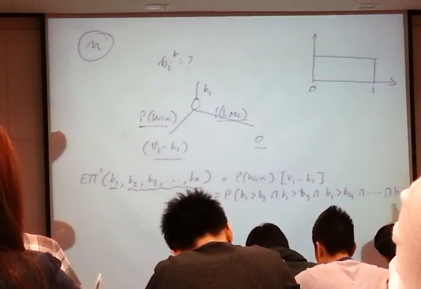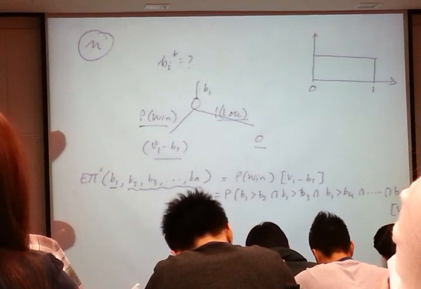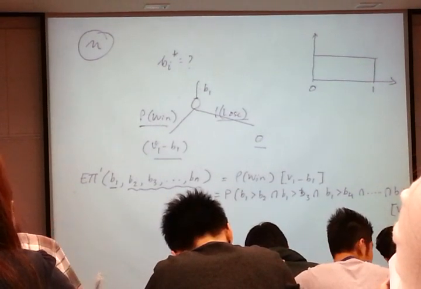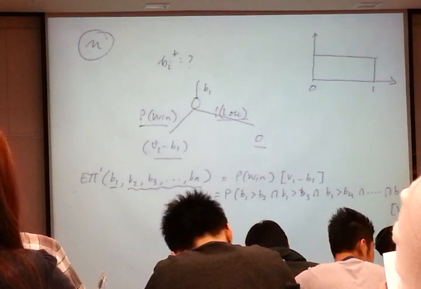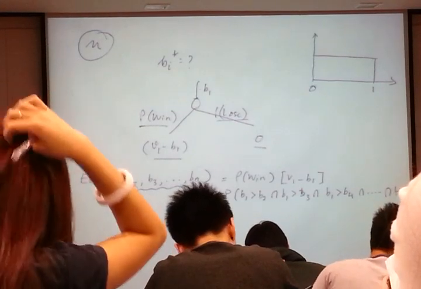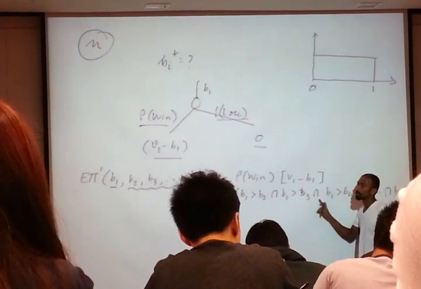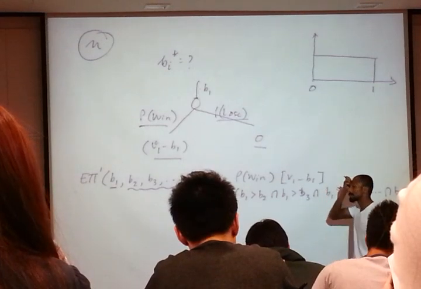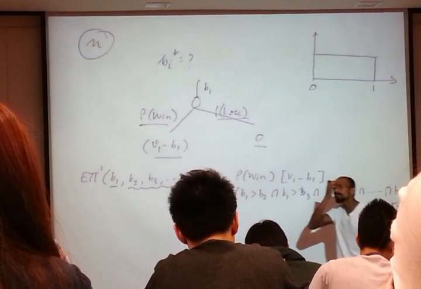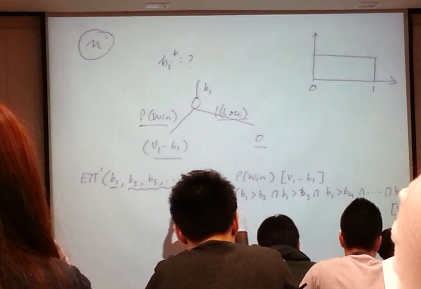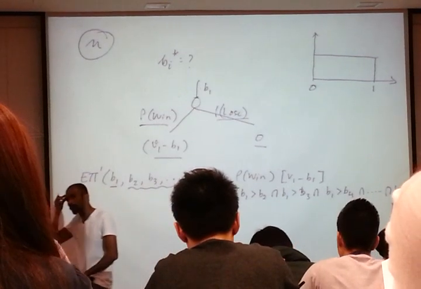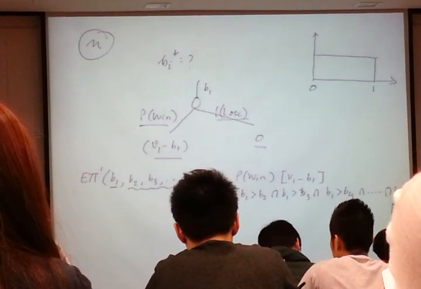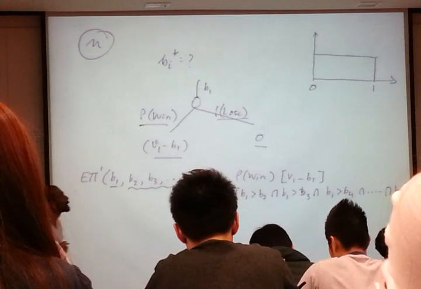And of course, I still have my payoff here, v1 minus B1. Notice I have a very complex looking expression here. I want to simplify this in some way. How do I simplify it? I use the assumption that I made in my first lecture on auctions, that bidders' valuations are independent of each other. Independent of each other.